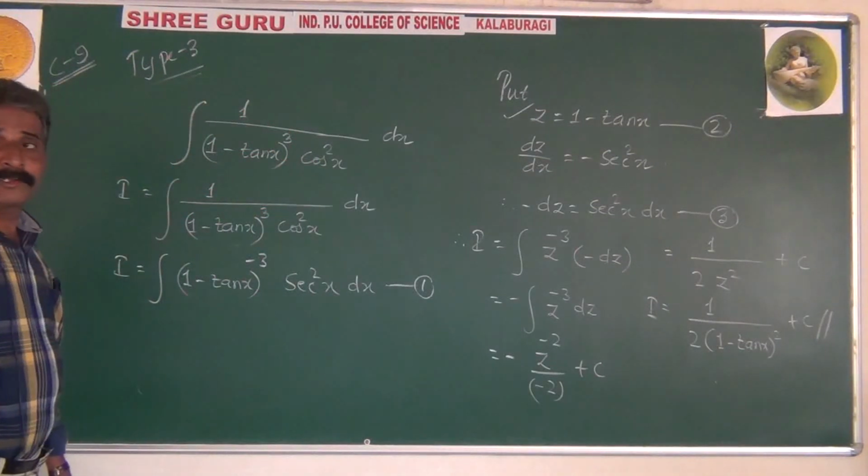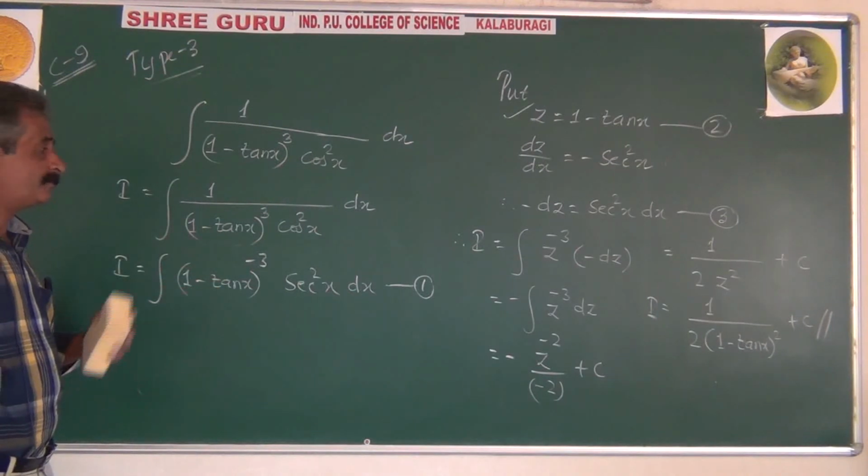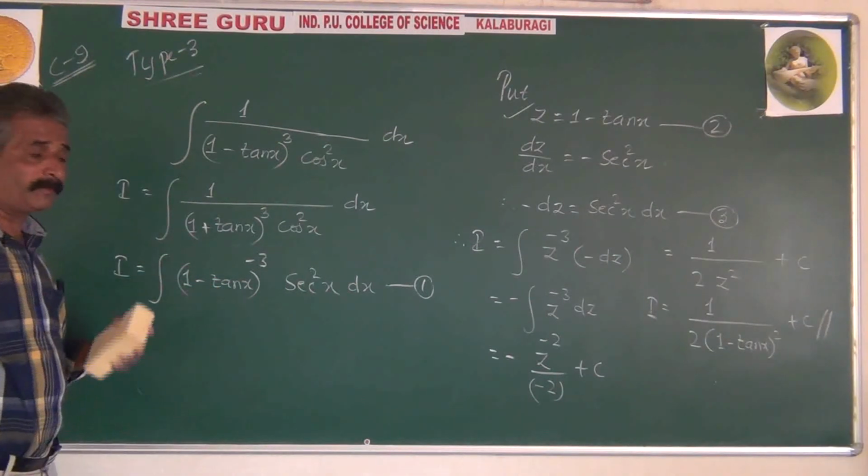Realize that we were able to get the answer because of proper substitution for 1 minus tan x. If you do 1 plus tan x, put t equal to 1 plus tan x.